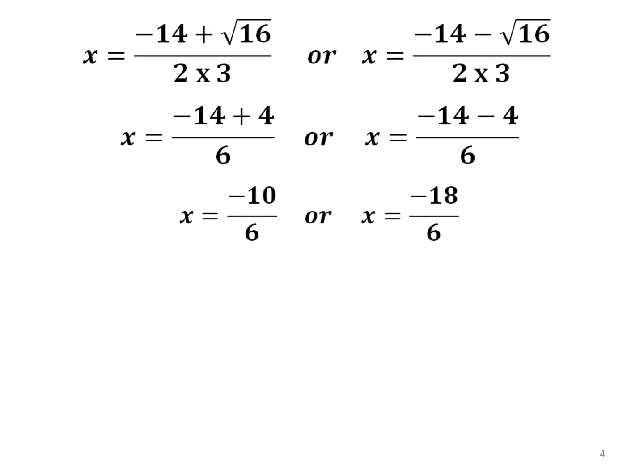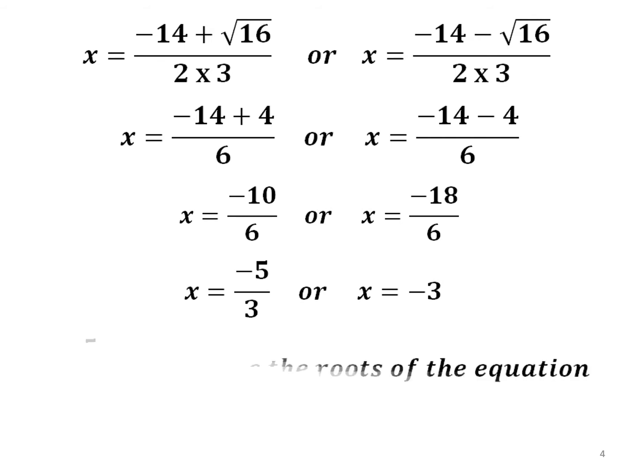So you get the value x is equal to minus 10 upon 6 or x is equal to minus 18 upon 6. It can be further simplified. So x is equal to minus 5 upon 3 or x is equal to minus 3. And therefore minus 5 upon 3 and minus 3 are the roots of the equation. If you see, you can do it by the factorization method also, but since the factorization becomes a lengthier process, we use the formula method.